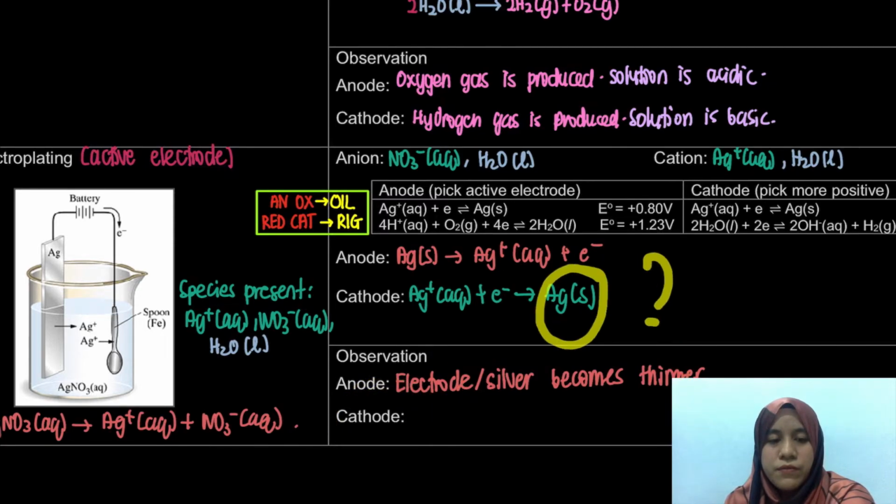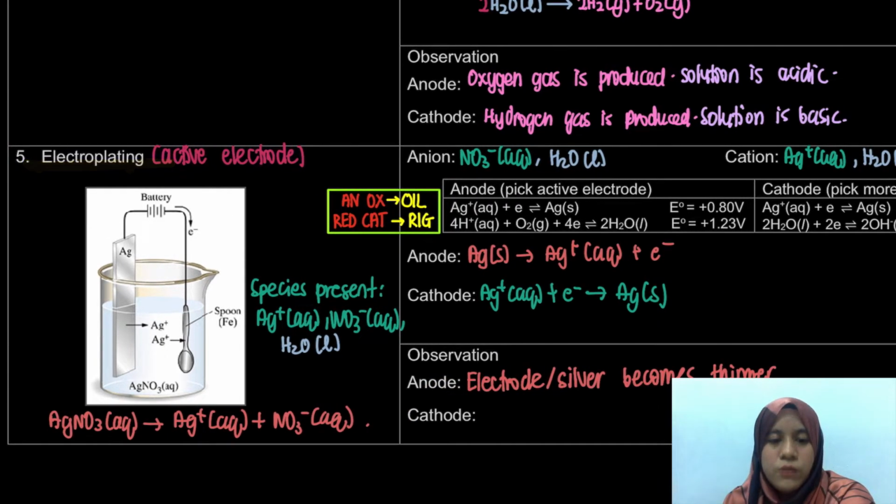This one is active. So for the case of the cathode, what will happen is that the spoon will be plated, will be coated with our silver. That is why our product at the cathode is solid silver, because it is being plated. The spoon is being plated with silver.